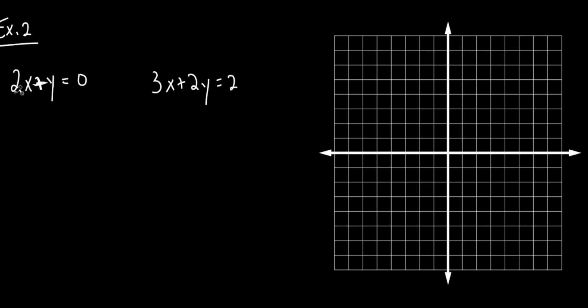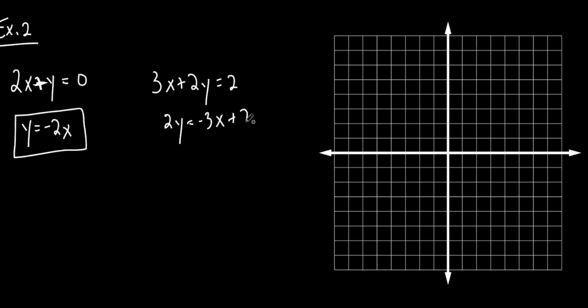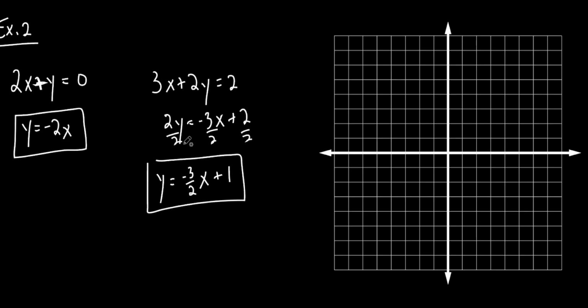All right. So get y by itself, subtract a 2x, so y equals negative 2x. We'll graph that in a second. I'll put it in a little box so we know we have to graph it. Let's do this one. Subtract a 3x from both sides. See, it's repetition. This is like the third time we've done this today. Plus 2. Divide both sides by 2. Y equals negative 3 halves x plus 2 over 2 is 1. So we are going to graph that.